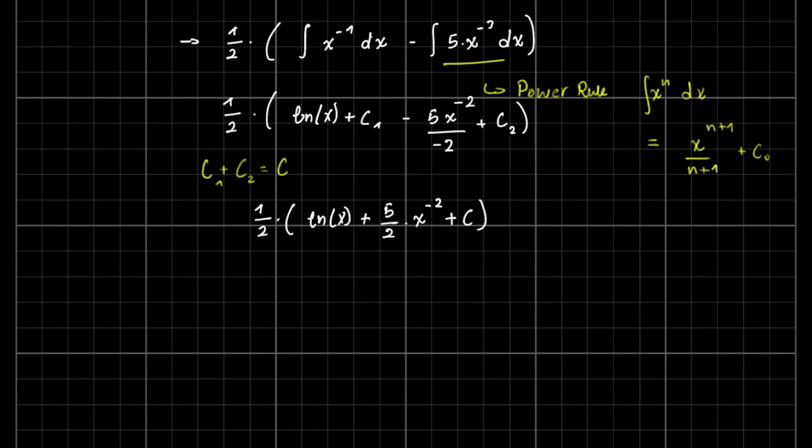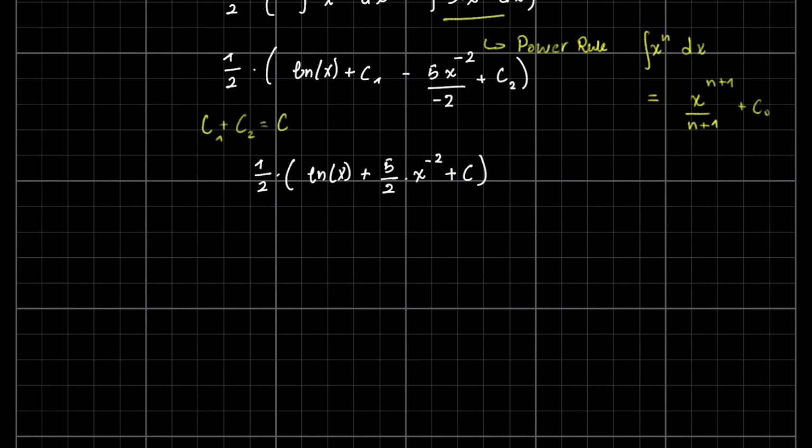And I know now that if I multiply whatever integer with a constant, that'll just give me a constant. So I can remove this constant outside of the parentheses. I'll have as a final answer ln of x over 2 plus 5 over 4 times x to the power of 2 plus c. And that is my final answer.